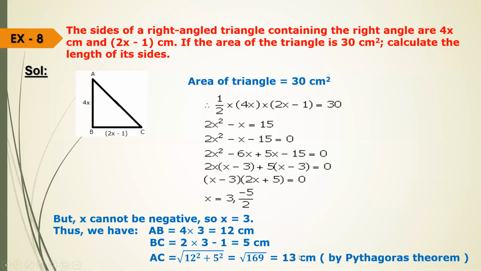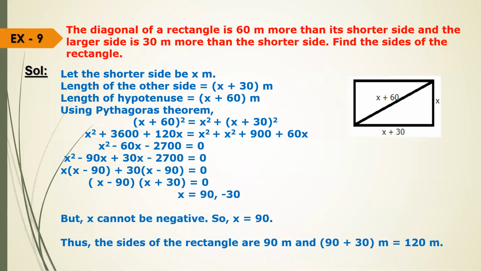Now three questions I'll explain based on right angle triangles. This is the next example which we are doing. The diagonal of a rectangle is 60 more than its shorter side. Now first point to learn is, as it is a rectangle, all the angles are 90 degree.